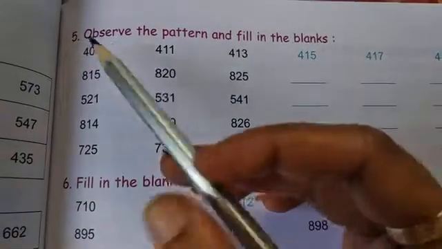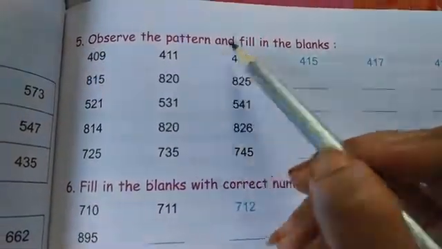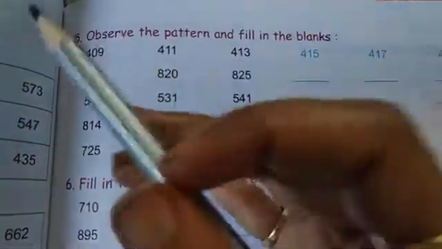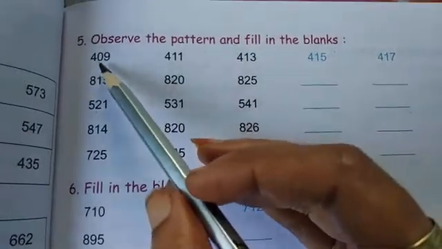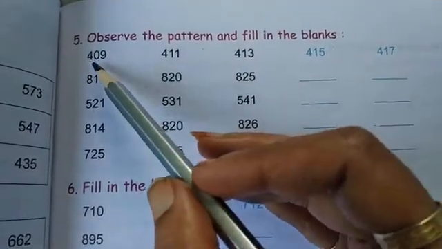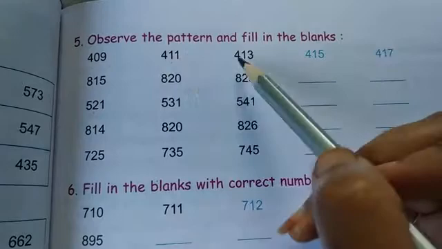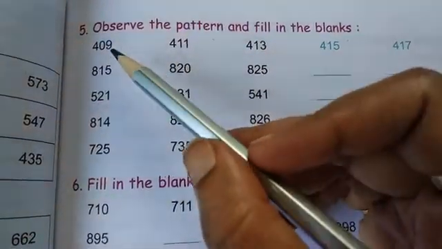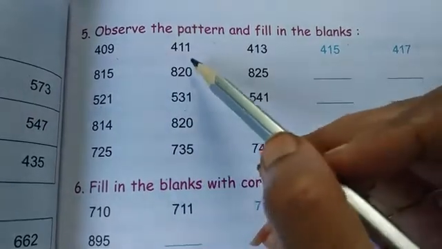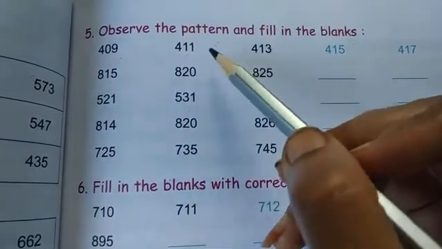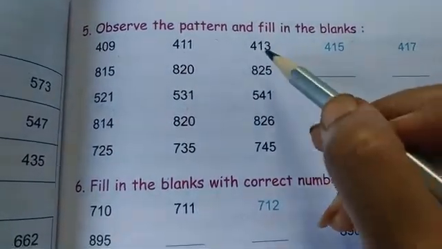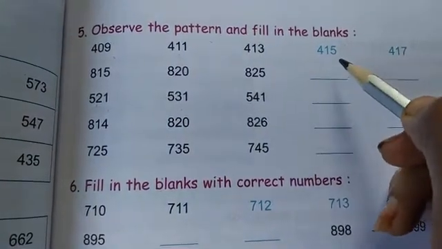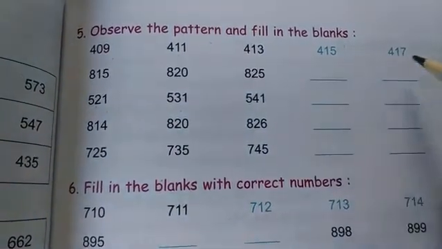Here, number 5, observe the pattern and fill in the blanks. First, observe the pattern: 409, then 411, then 413. Here is a difference of 2. 409 plus 2, 411. 411 plus 2, 413. 413 plus 2, 415. 415 plus 2, 417.